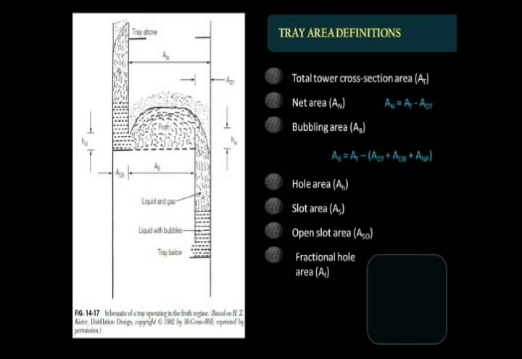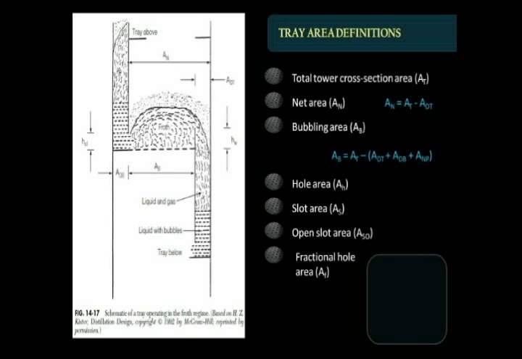The bubbling area, also called active area, is the area available for vapor flow just above the tray floor. It is the total tower cross-sectional area minus the sum of the downcomer top area, downcomer seal area, and any other non-perforated areas on the tray. The hole area is the total area of the perforations on the tray. It is also the smallest area available for vapor passage on a sieve tray.